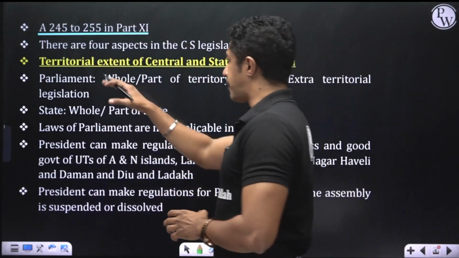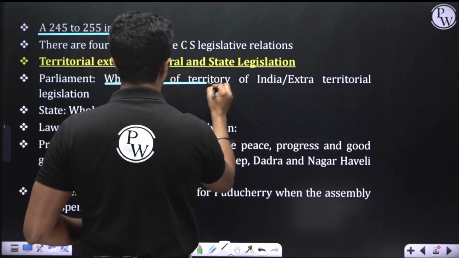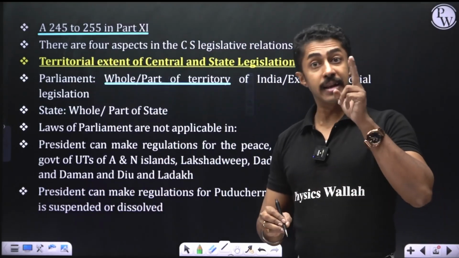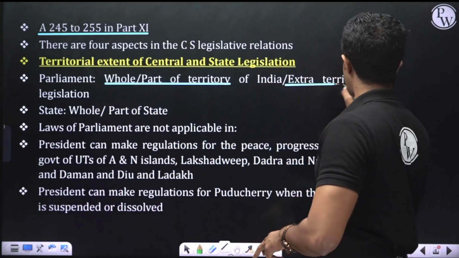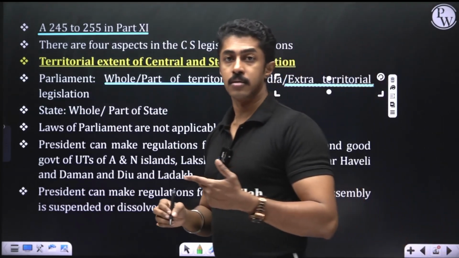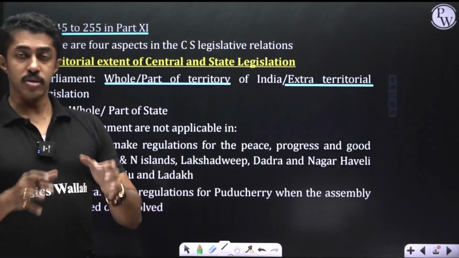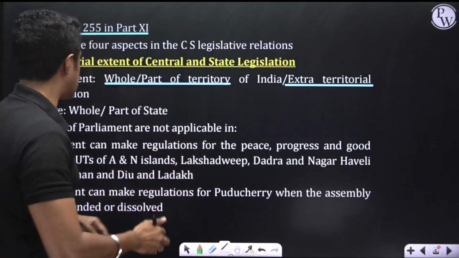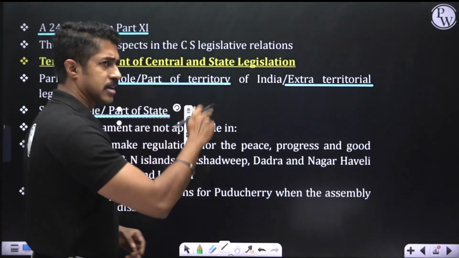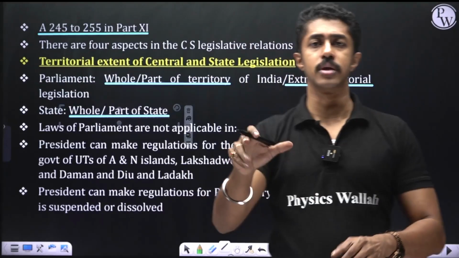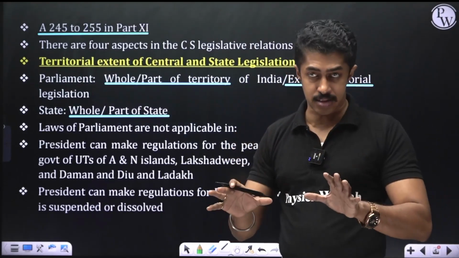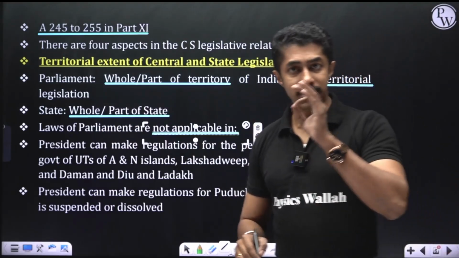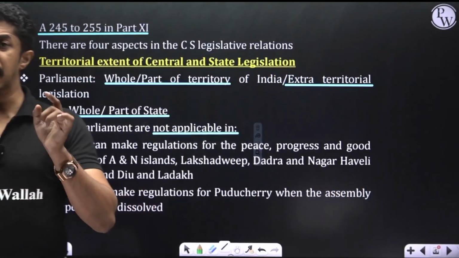When we talk about the parliament, they can basically make law for the whole or part of any territory of India and even pass a law that is extraterritorial, beyond the territory also. So that power vests only with whom? The parliament. When it comes to the state, whole or part of the state, that is within the territorial jurisdiction of the state only, legislative power of the state exists. Laws of parliament are not applicable in certain areas. So exceptions are there, where laws of the parliament are not applicable.